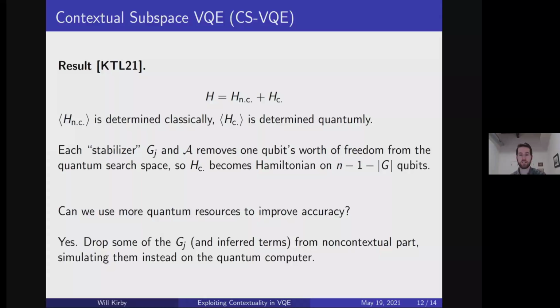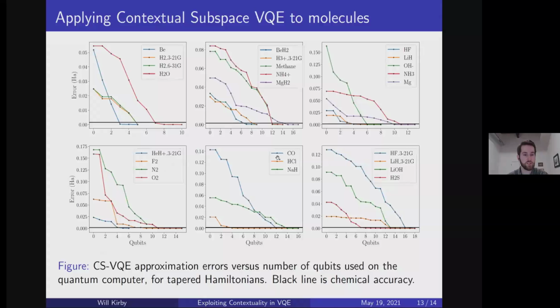quantum search space is the contextual subspace that encodes the degrees of freedom that are left over after we fix the non-contextual part. So finally, let me show you some pictures at long last. We get to test how well this method works. These graphs show how CS-VQE performs on a collection of molecular electronic structure Hamiltonians. And I should note that we simulated the quantum parts of the algorithm classically still, which is tractable for these system sizes. So each curve corresponds to a particular molecule.